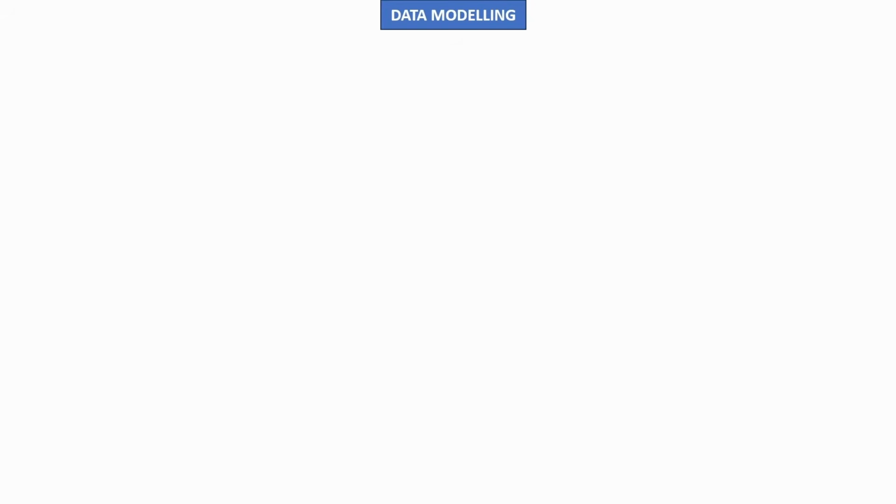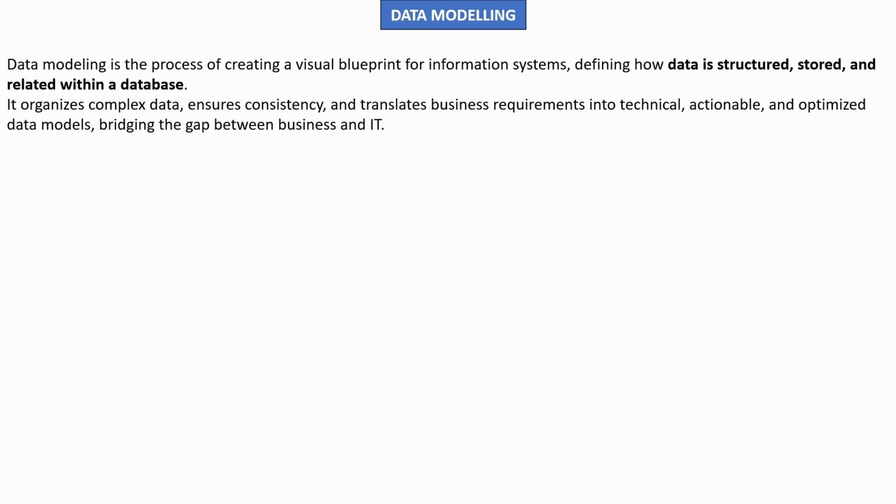Let's now discuss another important concept, that is data modeling. The major purpose of data modeling is that it improves the data quality and it aids in understanding the data relationships, and it also facilitates efficient retrieval and analysis of your data. If I go to the definition, data modeling is a process of creating a visual blueprint for information systems, defining how data is stored, structured, and related within a database.